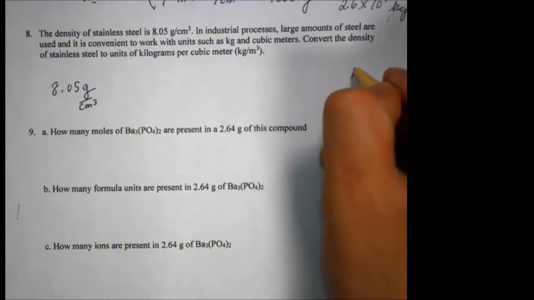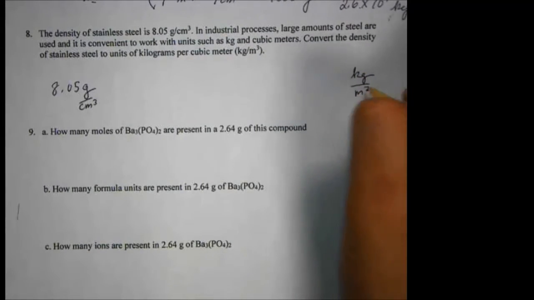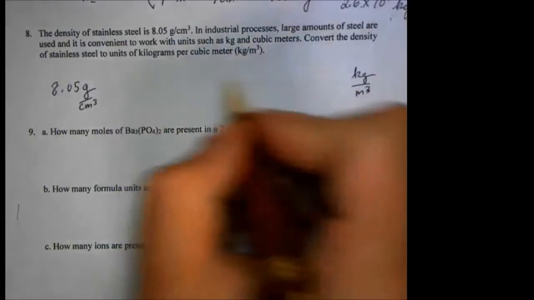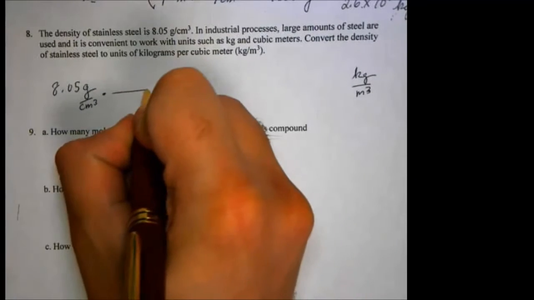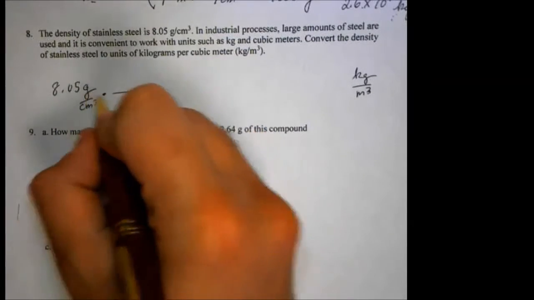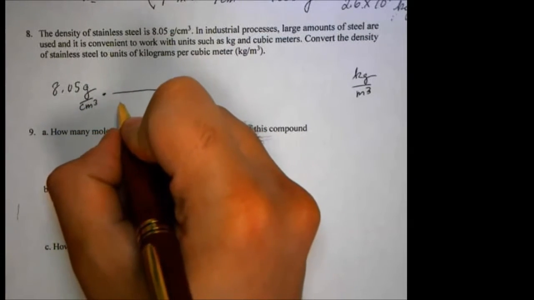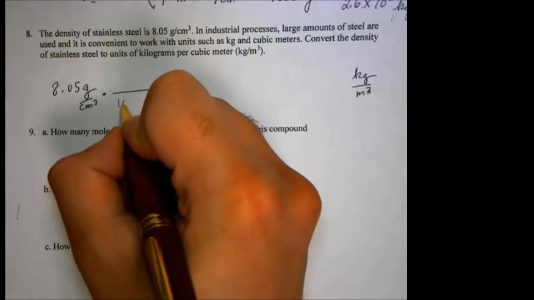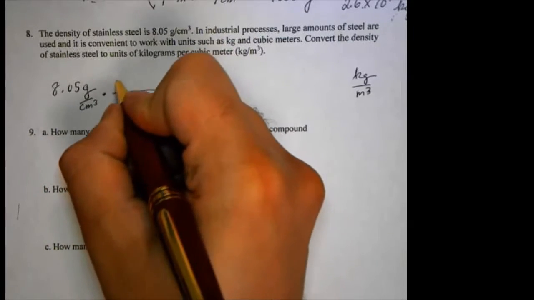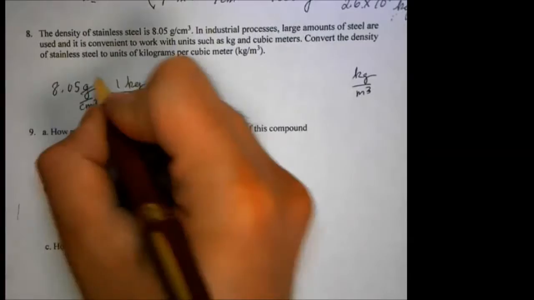We have to have our answer in kilograms per meter cubed. So that's where we know where we're going. The way that I would start would be to just get the grams to kilograms correctly. We know that for every 1,000 grams, there is 1 kilogram, so that allows grams to cancel out.